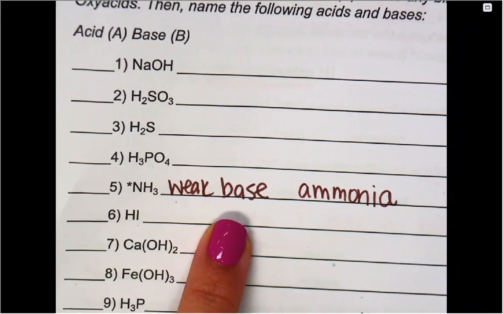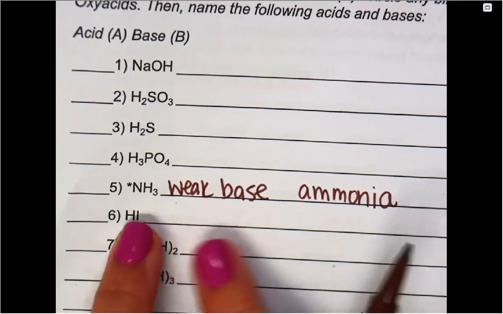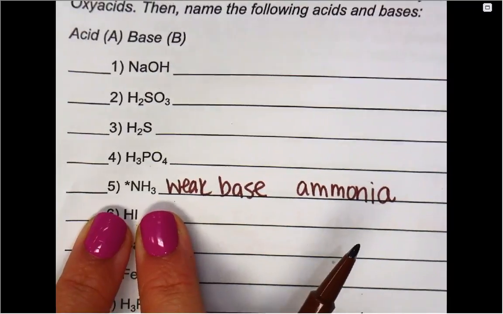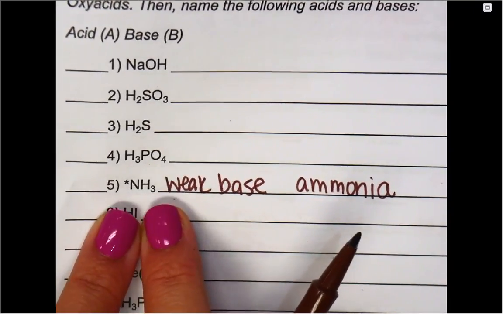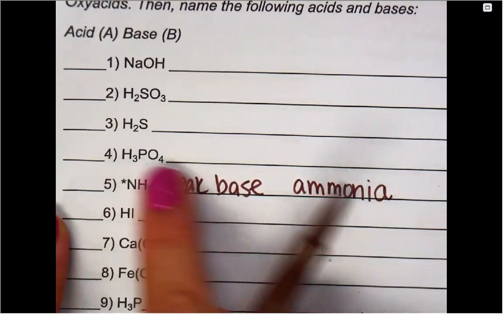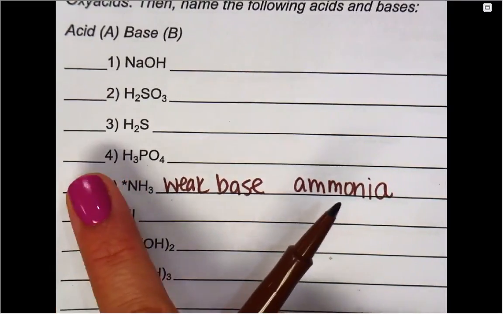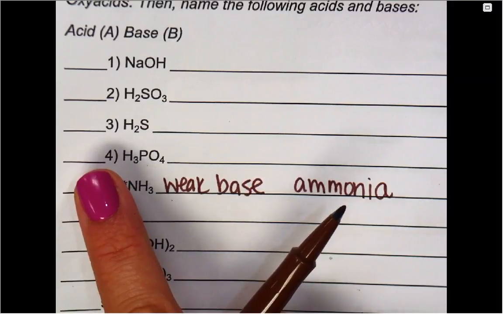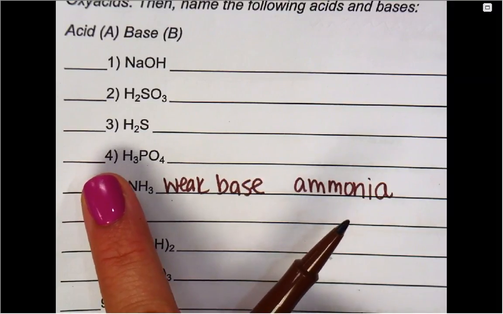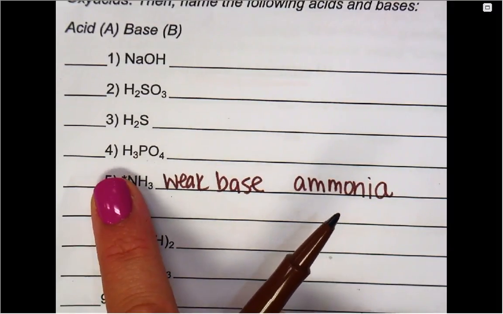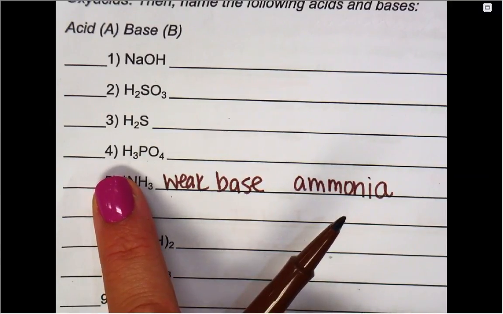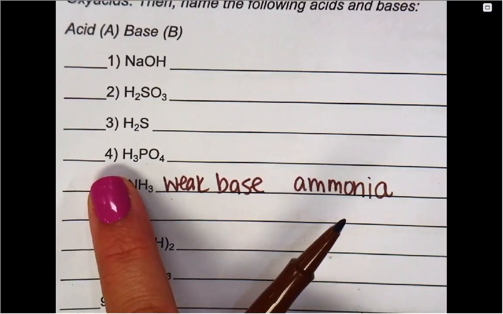This is one that I told you, you're just going to have to memorize, because it doesn't look like a base. There is no OH. That doesn't go with Arrhenius's definition. So this is one of the reasons why Bronsted-Lowry redefined it. His definition just got a little more detailed. Not just skimming the surface of what it looks like and the ions it forms, it's more about what those acids and bases are doing.